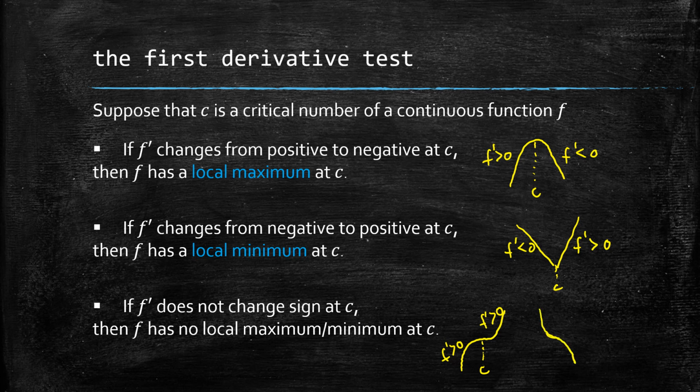And similarly in the other direction, if that's c, we see that f prime is negative before c, and after c it's still negative, it does not change sign, and therefore there's no local max or min. So the first derivative test is absolutely instrumental in being able to analyze and graph a function.